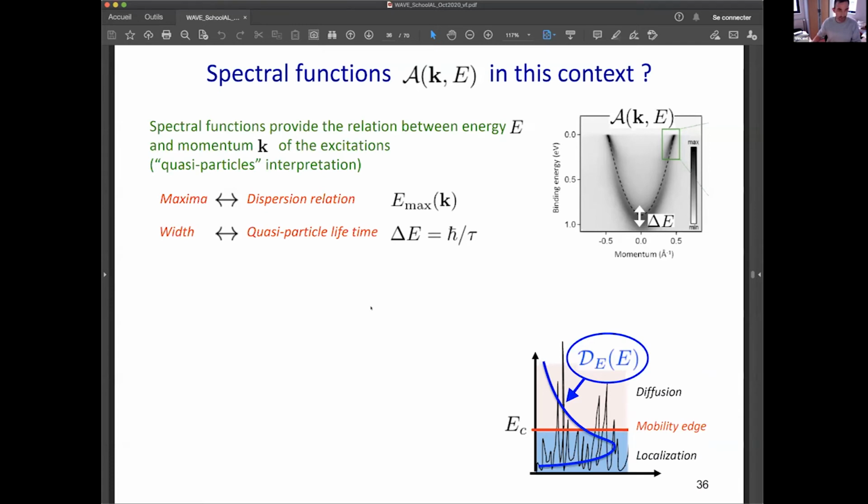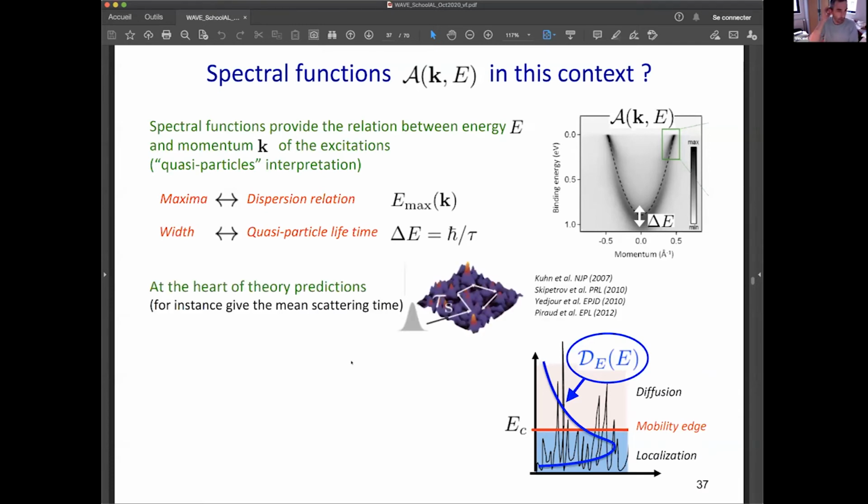So this is a very general function, and in the domain of ultra-cold atoms, it is really at the heart of theoretical predictions. Here, I won't go into the mathematical details, but this spectral function is deeply connected to the Green function, and this Green function was widely introduced yesterday by Dominique. And what I just want to show you now is that, in fact, it's quite easy to show that this spectral function is directly related to the typical time, the mean free scattering time, that we can measure in the experiment.